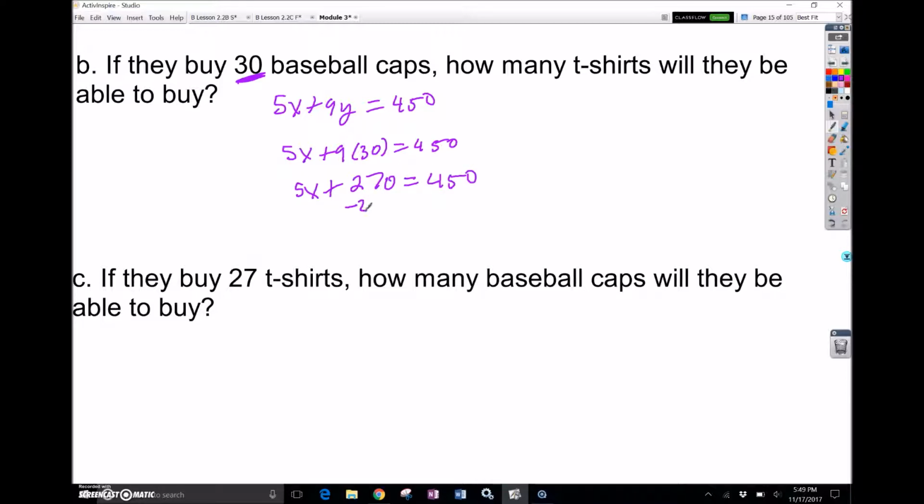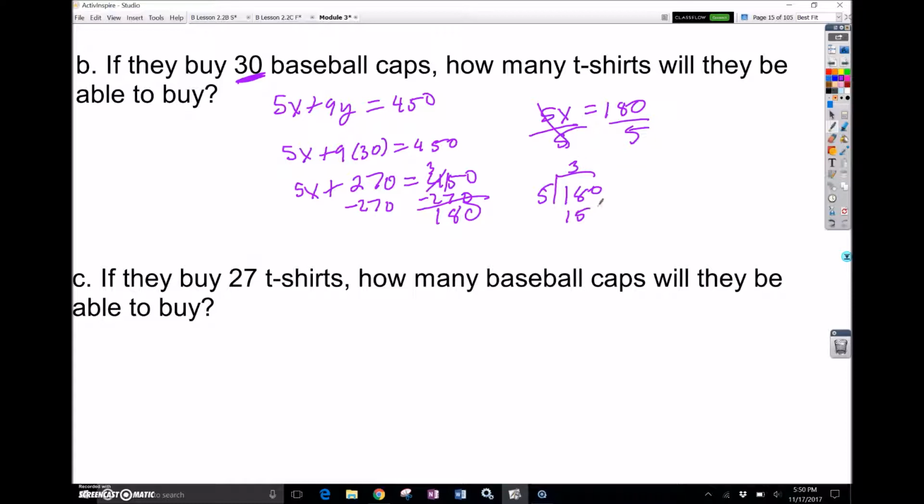I'm then going to subtract 270 on both sides. This will give me 5x is equal to, and if I subtract these, this will be 0. 15 minus 7 is 8. 3 minus 2 is 1. So 5x equals 180. So what this is saying now is I have $180 left to spend, and I have $5 per shirt. So to find out how many shirts I can buy, I divide both sides by 5. And 180 divided by 5, it's 3.